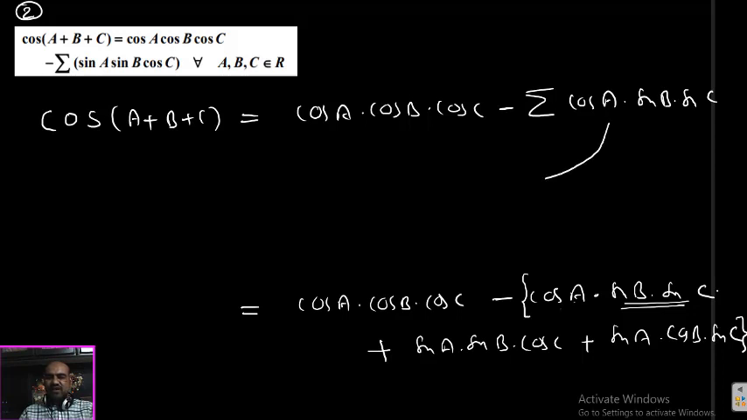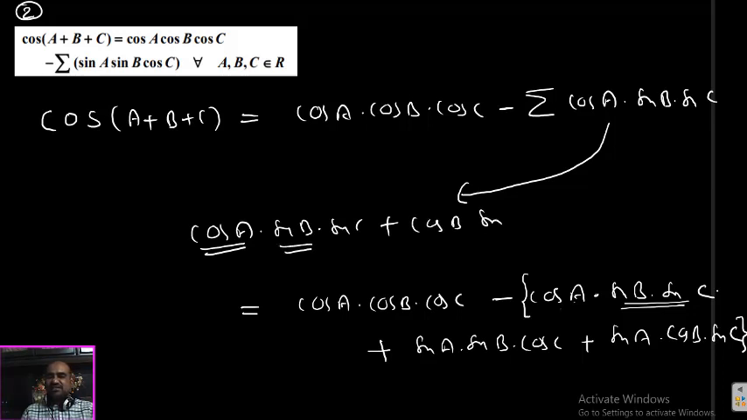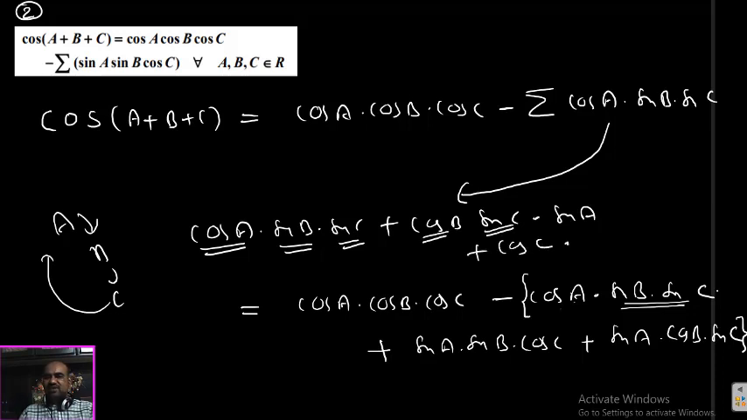If you expand this, what will I get? First term as it is, cos A into sin B into sin C, plus next cos A becomes cos B, sin B becomes sin C, sin C becomes sin A. Understood? A, B, C like that cyclically. Instead of A you write B, instead of B you write C, instead of C you write A, like that cyclically. Plus cos B becomes cos C into sin C becomes sin A and sin A becomes sin B.